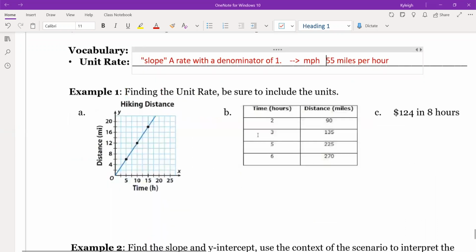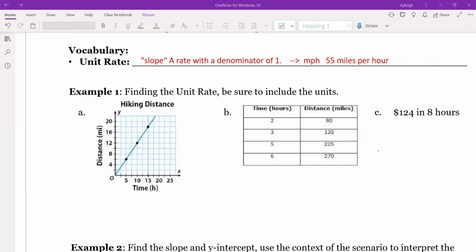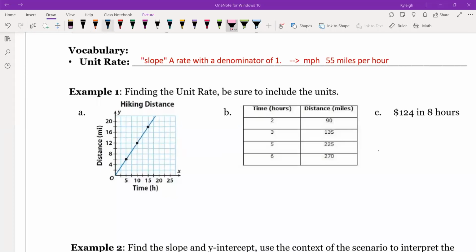So we want to find the unit rate. When we're talking about graphs, it's helpful to remember that it's y over x. So slope is your y values over your x values, right? So we're going to find, I'm just going to use these two numbers because they're even, so I don't have to do any math. So my y is 12, and that label is miles. So I'm going to go 12 miles over 10 hours is my x.